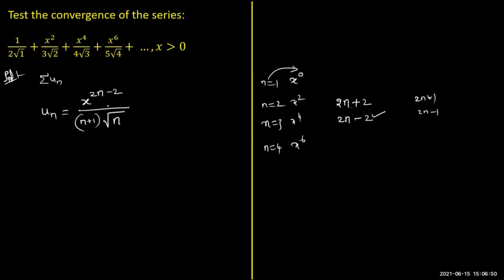So x to the power of 2n minus 2 divided by n plus 1 into root n. This is what you call un. Can somebody tell me what may be the suitable test here? You should not tell me that randomly, but there must be an idea behind that.